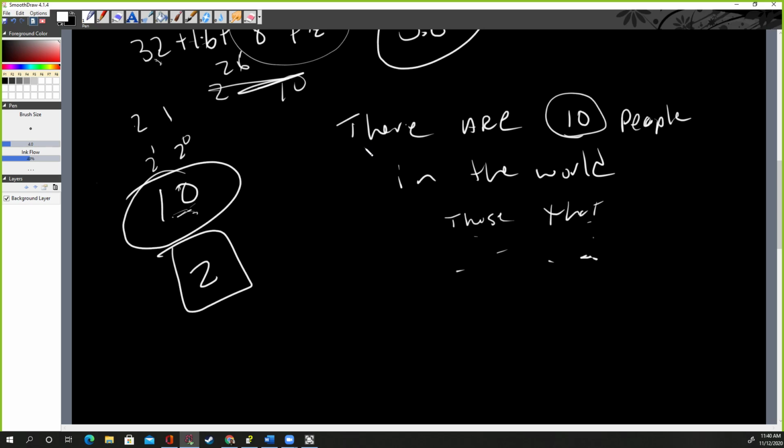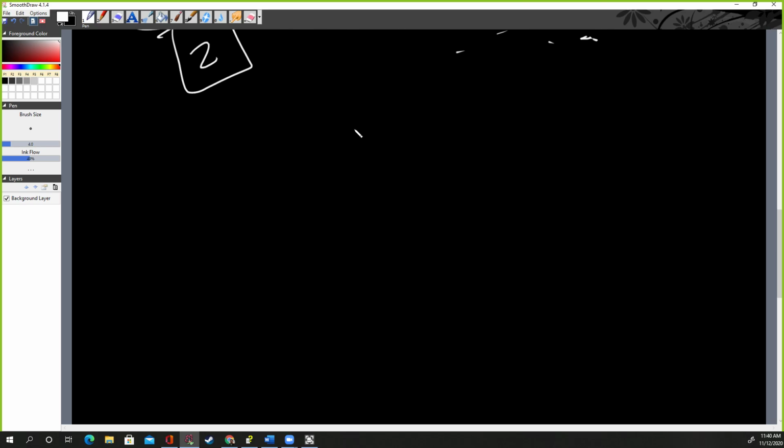So if you see somebody wearing a shirt that says "there are 10 people in the world," and I have the shirt, and I wear it, and somebody's like, "What does that mean?" "There's 10 people in the world, those that understand binary and those that don't." And I said, "Well, you're one of the ones that don't. That's all that means, man." And then they're like, "Okay." Anyway, so hopefully you guys get binary now, and you can do this all day long.